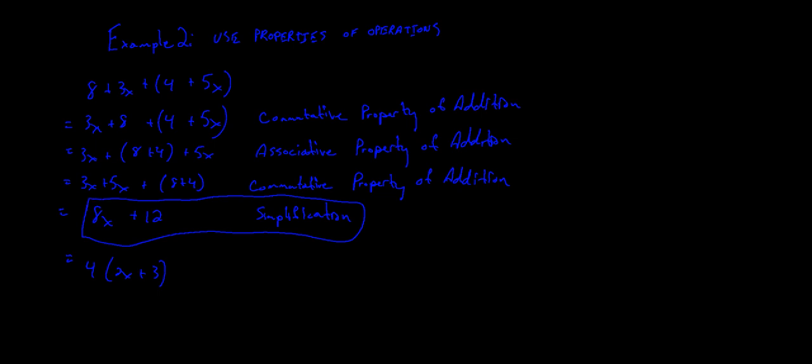And again, we used the commutative property to switch the order of the first two terms, the 3x and the 8. Then the associative property to remove the parentheses while keeping the order the same. Then we switched the order again by moving the 5x next to the 3x. And then finally, we simplified by combining like terms.